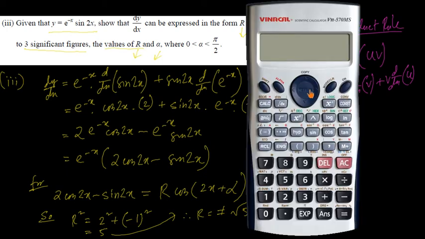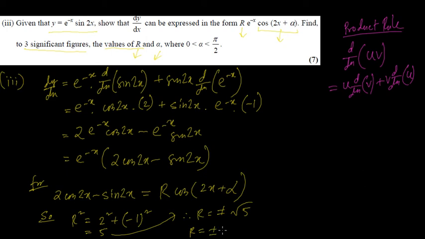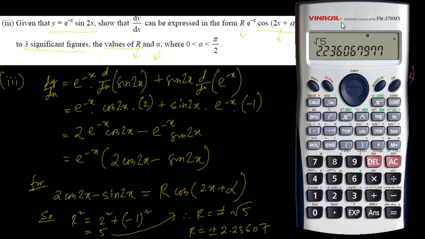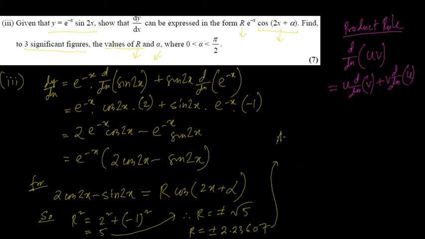So if we bring out our calculator, what is square root of 5? 2.23607. Let me double check. 2.23607. So this is the value of r, plus minus. Remember, if you have a square, if it goes to the other side, it becomes plus minus. So the answer should be r equals 2.24 to 3 significant figures, or r equals minus 2.24.